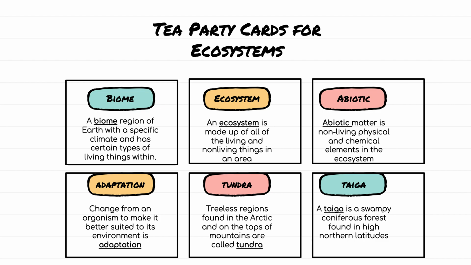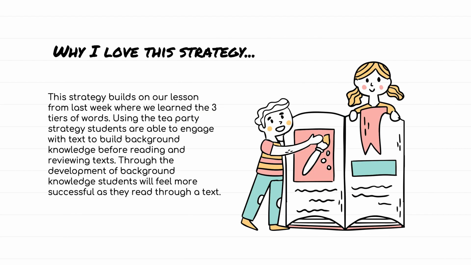And then during our tea party, they might meet up with someone who has the ecosystem card. And that student would know that an ecosystem is made up of all the living and non-living things in an area. So together, the two students would discuss their cards, they'd discuss the vocabulary, they'd talk about the key ideas, and really become familiar with what's inside it. As the activity goes on, the groups break up and then reorganize into new groups so that everybody has a chance to meet with everybody in the class to discuss their vocabulary cards.